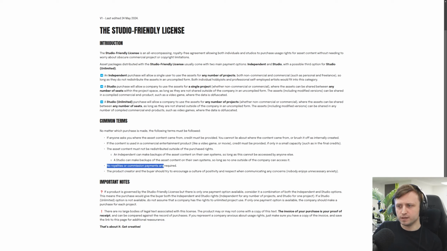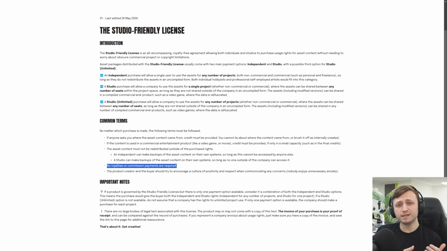No royalties or commission payments are required. I understand that the concept of having to pay for the product every time there's a project may sound like a royalty or commission, but again, specifically, this is not stating that you have to pay a percentage of the income on a client project, or that the pricing of the product is going to change based on any of that external information. In that regard, it's not any of those things.